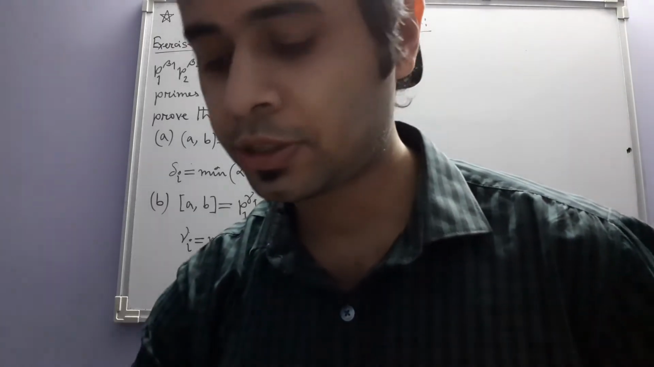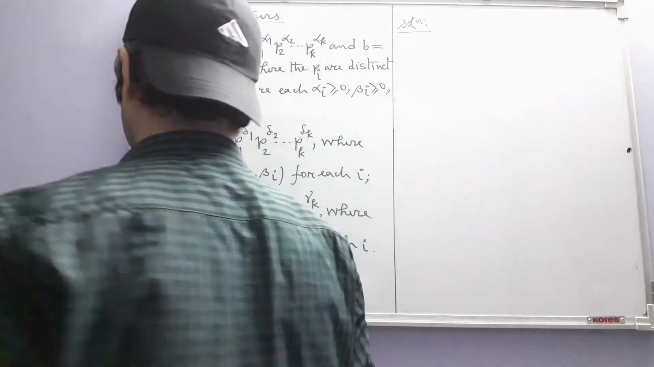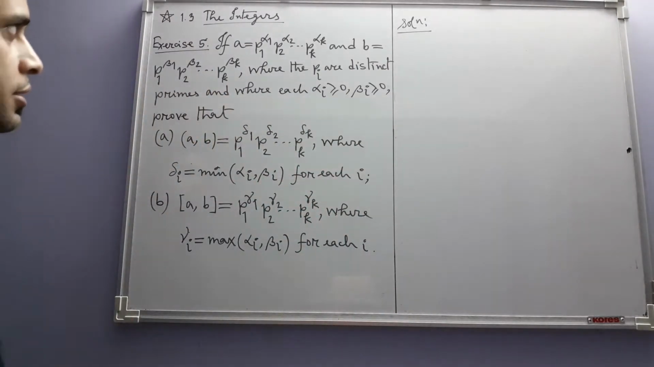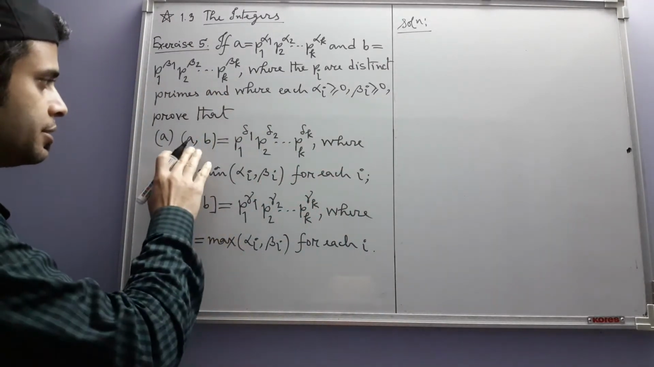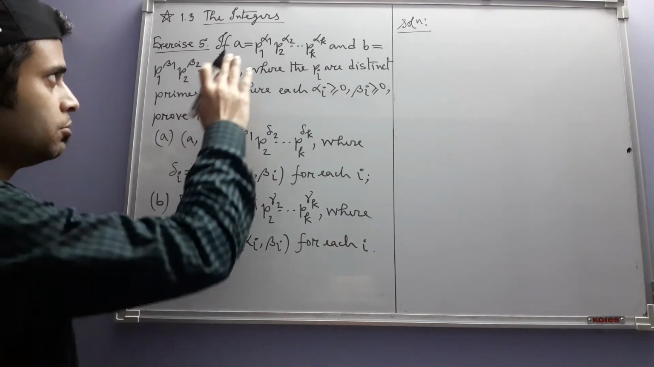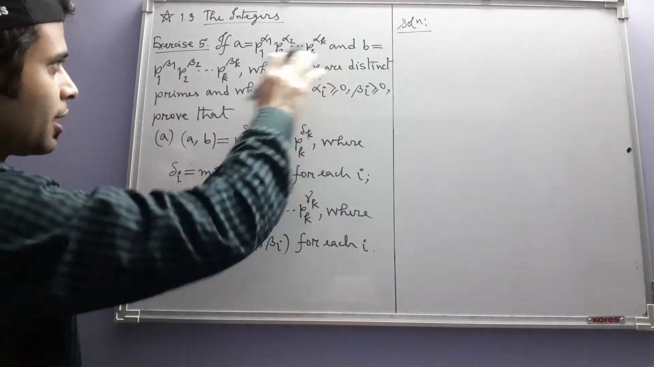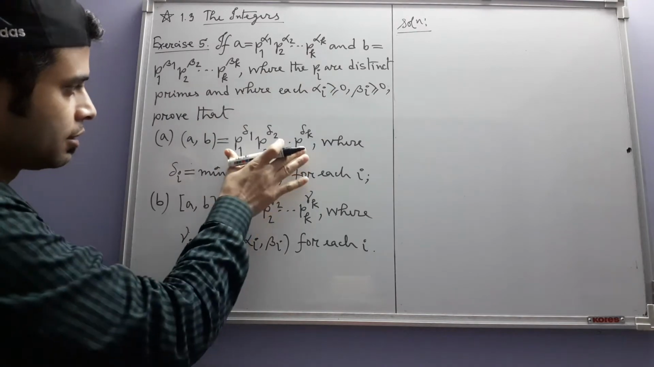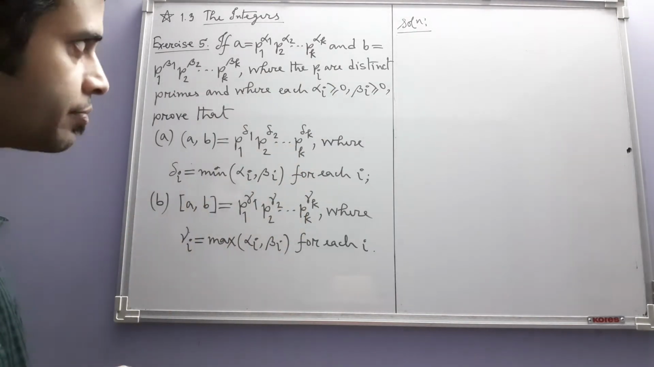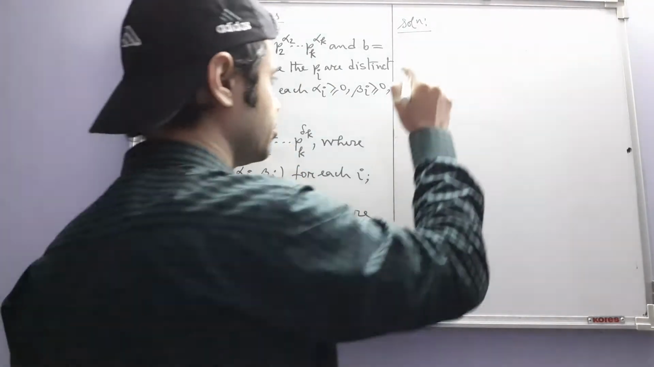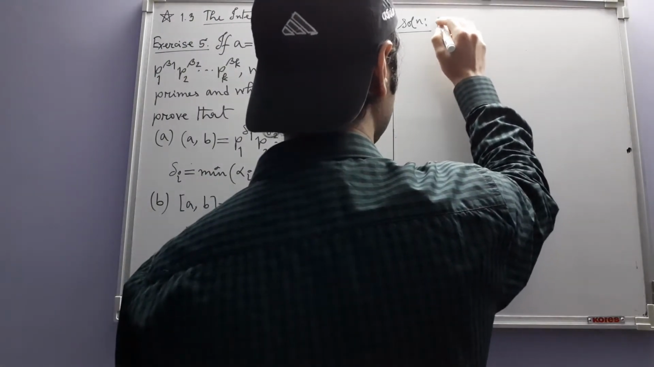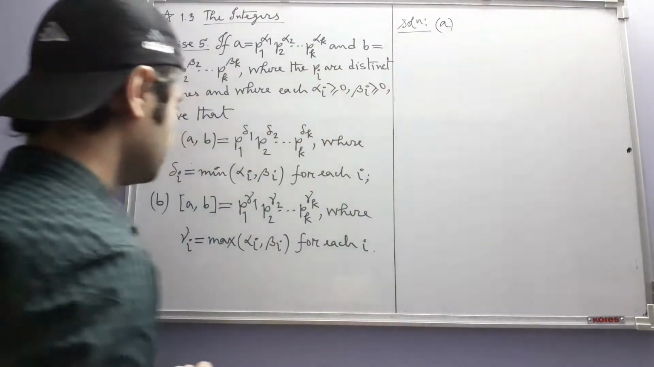Okay, so let us continue with the fifth exercise. The fifth exercise asks us to prove that the GCD and LCM of two given integers whose prime factorizations are given have these forms. Okay, so let us start the solution. First we prove subdivision A.